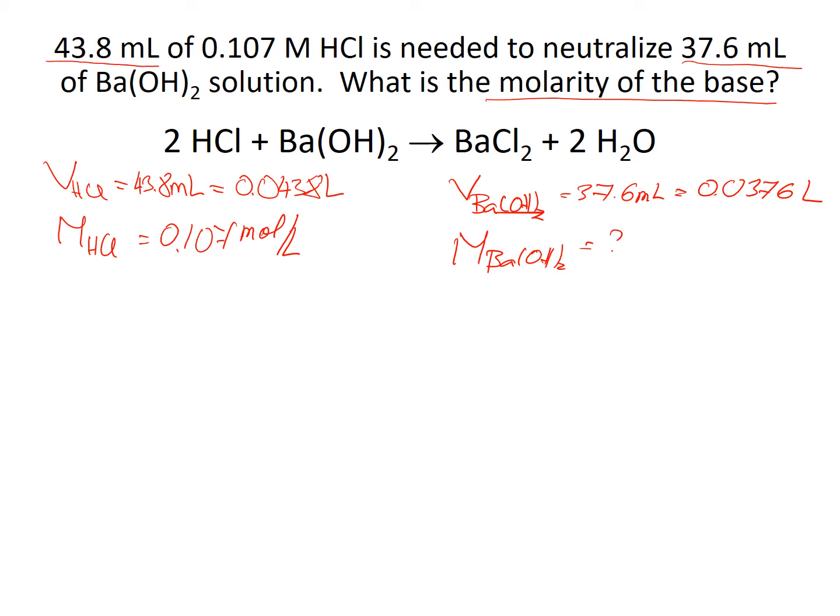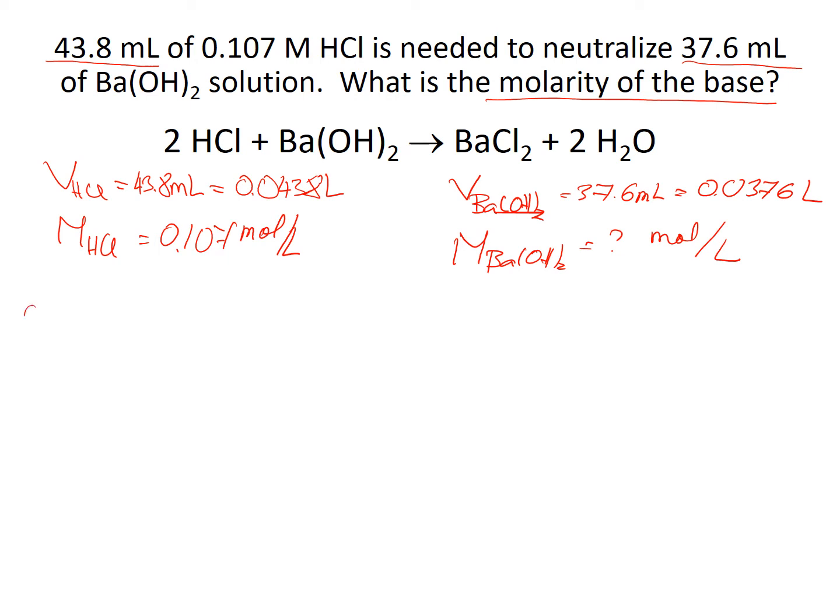Now, in order to have concentration, we need moles of barium hydroxide and we need the volume of the barium hydroxide solution. We already know the volume of the solution. Now we need to find out the moles. We can't find out the moles of barium hydroxide directly from the volume and the concentration, but we can find out the moles of hydrochloric acid from its volume and concentration, and then we can relate it 2:1 hydrochloric acid to barium hydroxide. So let's do that.